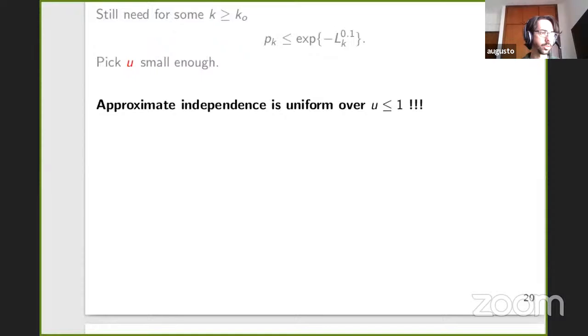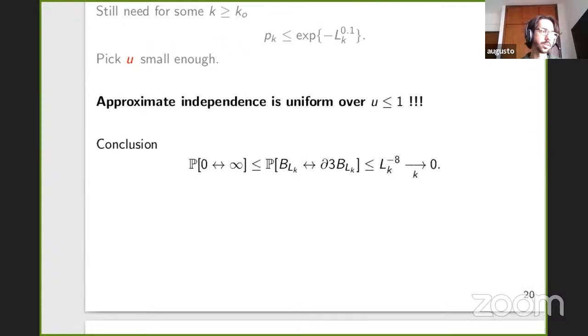And it's a very important observation that, remember, we had the dependence bound on what happens between two boxes, the events A and B. That should be uniform on U, or at least for U small. Because if that was not uniform, then you wouldn't be able to choose U small in the last step, right? You already used the decoupling inequality before. So you cannot do this unless you can do this, which is the uniformity you need to exchange these two limits. So the conclusion is that the probability to connect to infinity is bounded by PK for every K, and PK is smaller or equal than LK to the minus 8, at least for K larger than K0. So it also goes to zero.